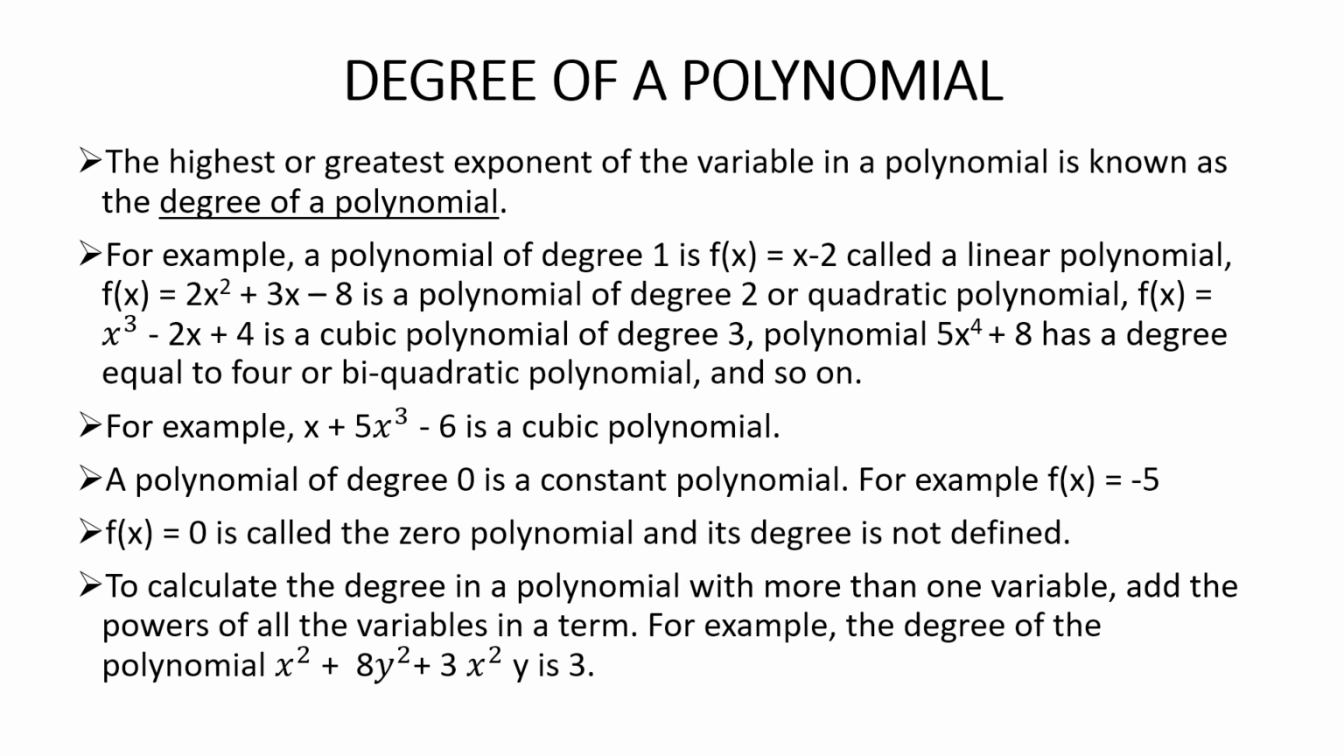Again, let us see some definitions. First of all, what is the degree of a polynomial? The highest or greatest exponent of the variable in a polynomial is known as the degree of the polynomial. For example, a polynomial of degree 1 can be fx is equal to x minus 2. Why? Because here the degree or the power of x is 1. So, it is a linear polynomial.